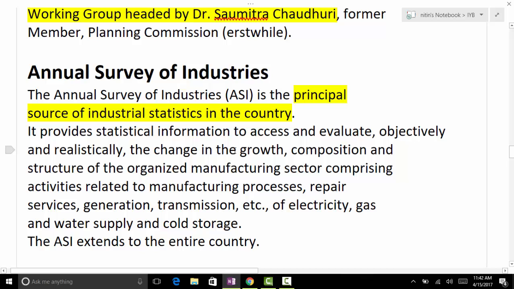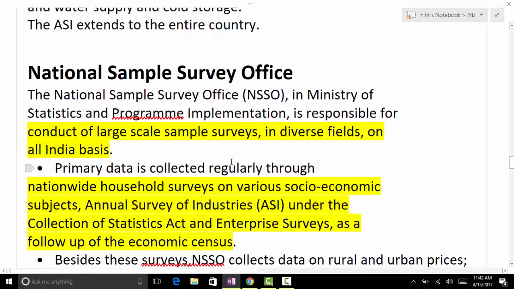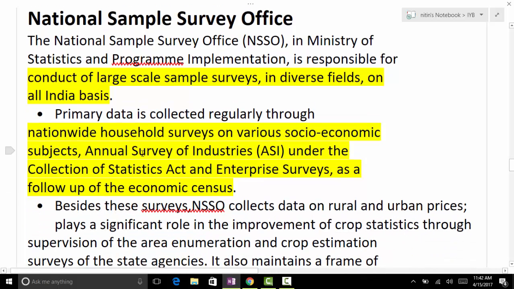Annual survey of industry. So just remember there is some survey like this, annual survey of industry. Then NSSO. What is the function of NSSO? So basically large sample scale surveys in diverse fields. In so many different fields, NSSO does the survey and compiles the data. बस इतना ही याद रखो, जो भी याद है, majority of the things will be part of this NSSO. You can see what it does.